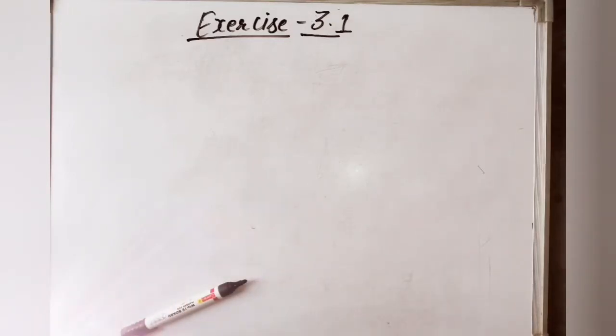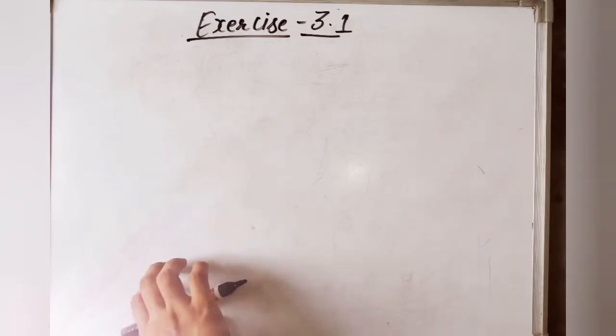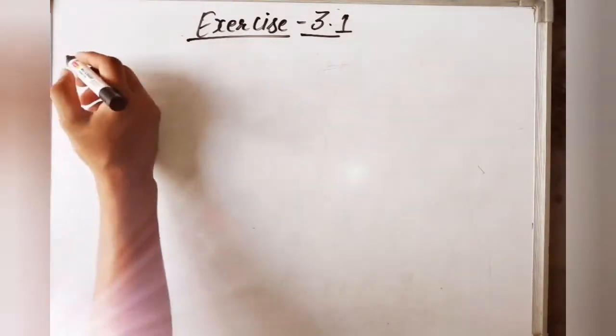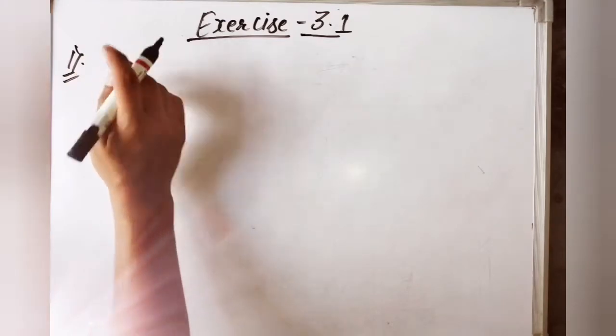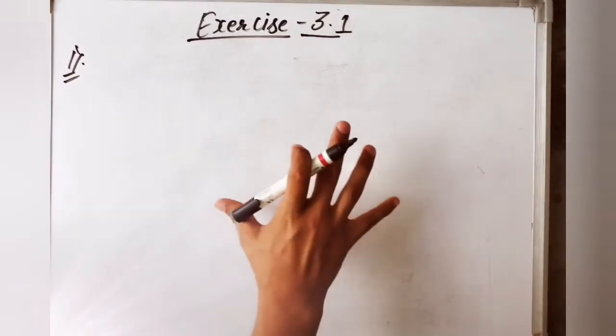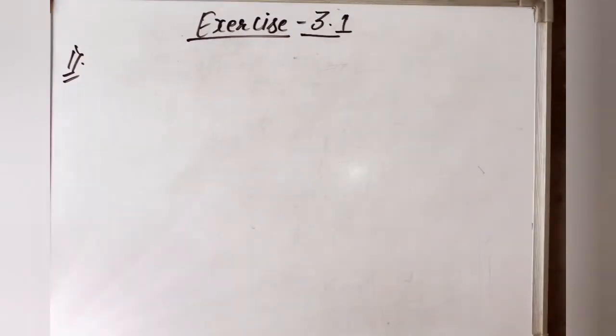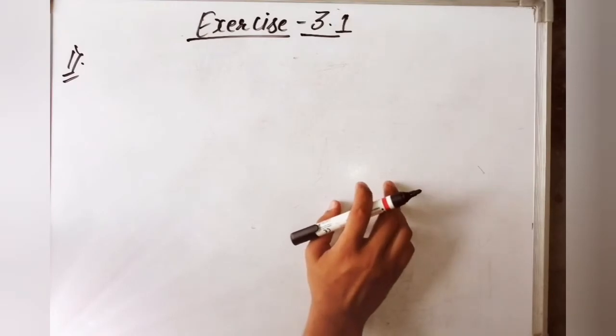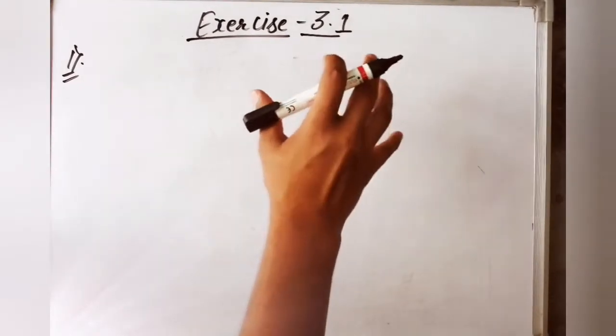This is Harsh and today we will discuss class 12 mathematics exercise 3.1, chapter matrix, questions. Okay, so let's begin. Our very first question is, we are given the matrix A and we need to find out the order of the matrix, the number of elements and the elements' names.